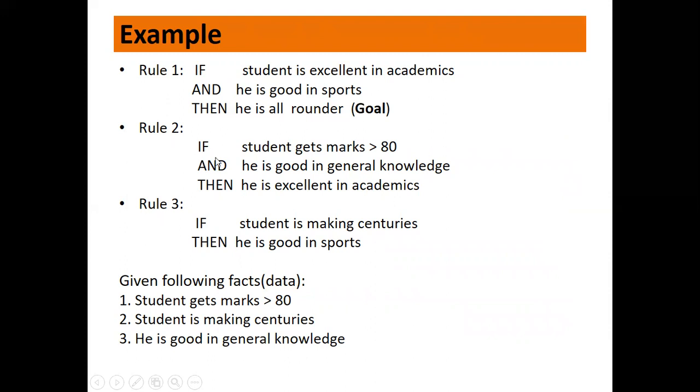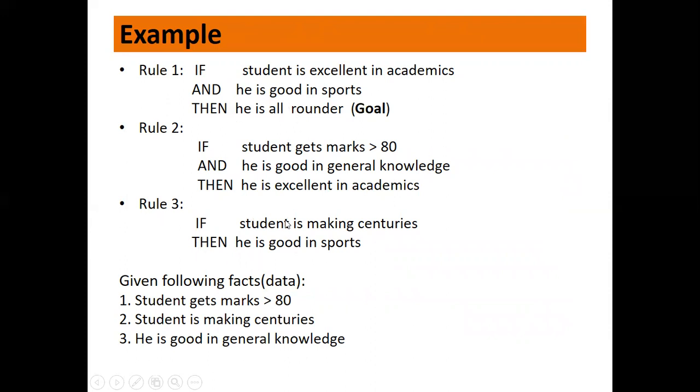Rule 2 says, if student gets marks greater than 80 and he is good in general knowledge, then he is excellent in academics. This is the second rule. The third rule says if student is making centuries, then he is good in sports.